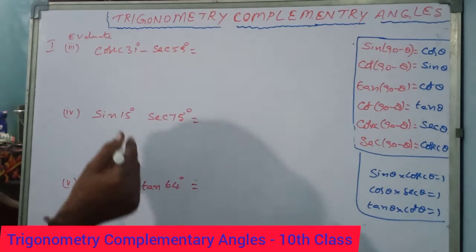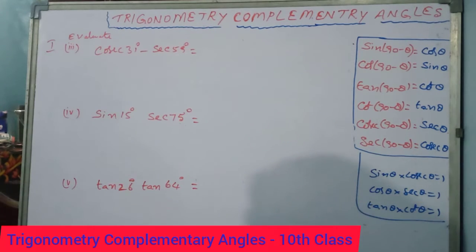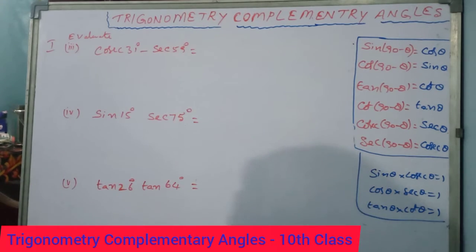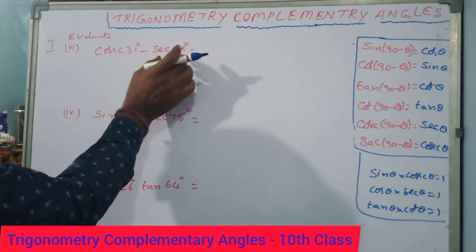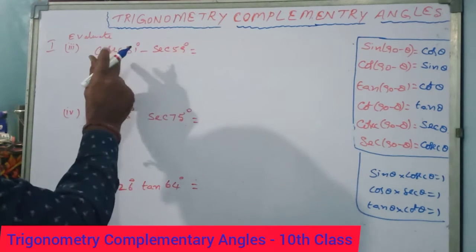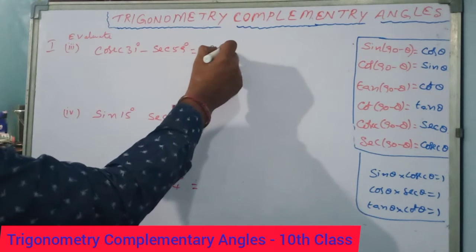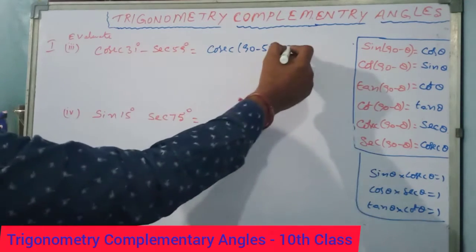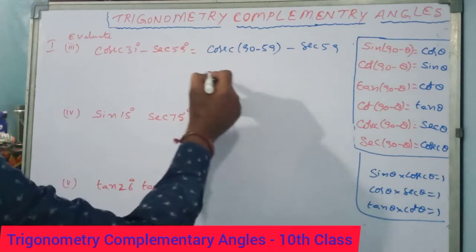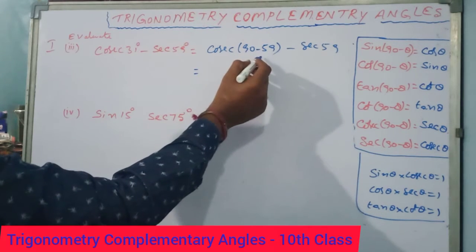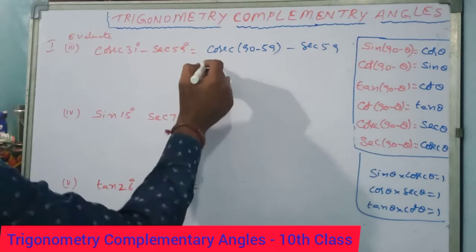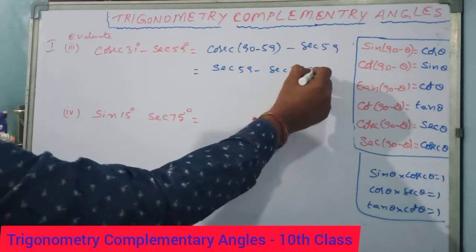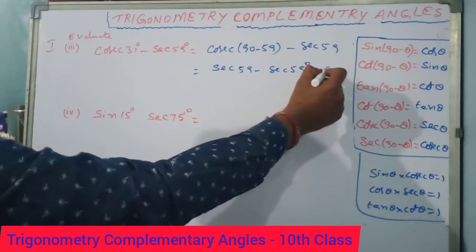Evaluate cosecant 31 degrees minus secant 59 degrees. Here, change one of the two terms. So change the first term. Cosecant of 90 minus 59, where 90 minus 59 is equal to 31, minus secant 59. Cosecant of 90 minus theta equal to secant theta. So secant 59 minus secant 59 is equal to 0.